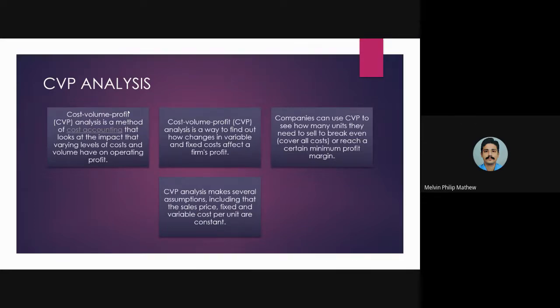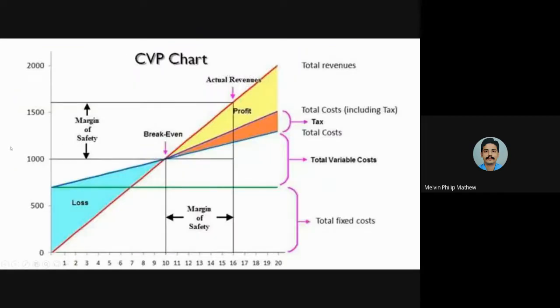So here we are finding out the various costs incurred. According to the graph, we can determine whether we are getting a profit or incurring a loss. And there is something known as margin of safety, which we'll be discussing. Then from the graph itself, we know the total fixed cost, total variable cost, and then comes a small line here. This is called the tax. Total cost including tax.